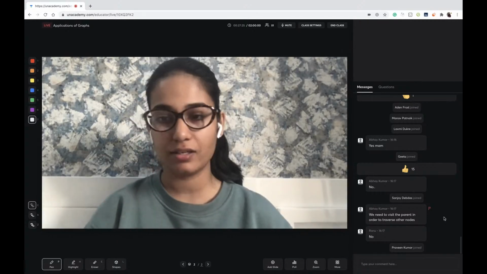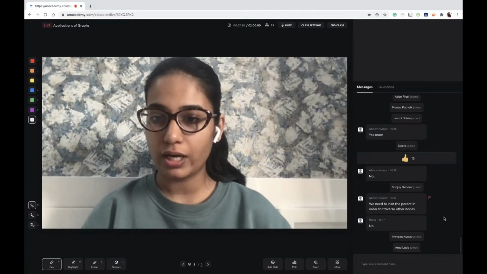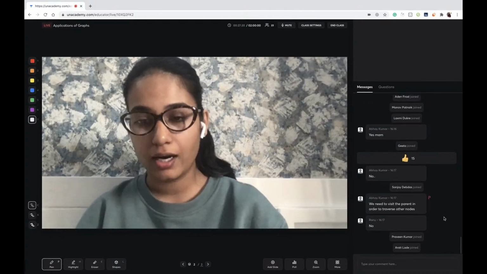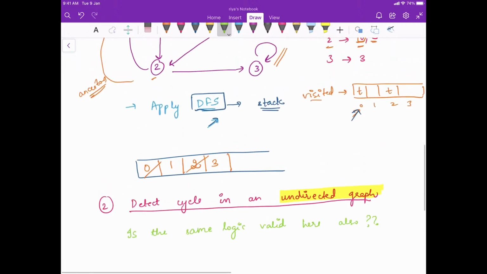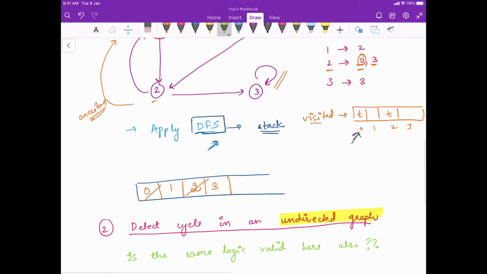Alright, Abe has a valid point. What about others? What do you think? If I have to detect cycles in an undirected graph, will the same logic of simply applying DFS, traversing all the nodes and marking a node as visited work here?